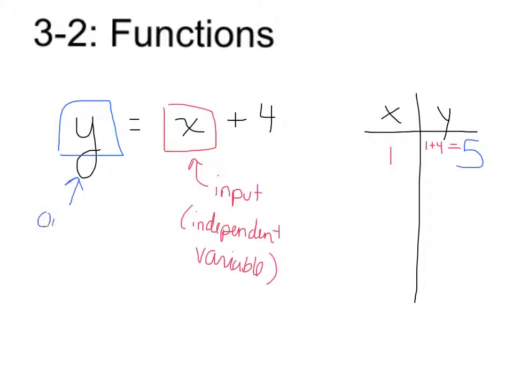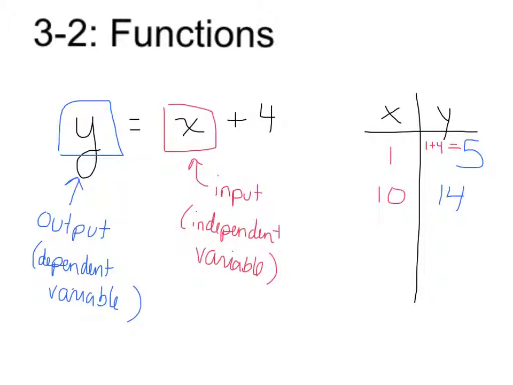So the y value would be known as my output. It would also be known as my dependent variable, because what y is depends on what my value for x is. And these are functions because there is just one combination. So for example, I could pick x is equal to 10. I would plug the value of x in, I would get 10 plus 4 to give me my output of 14. So these are basically function tables. This would be an example of a function, y equals x plus 4.